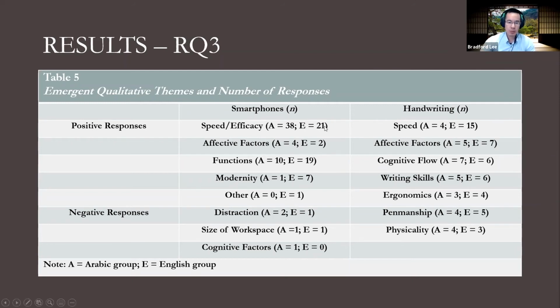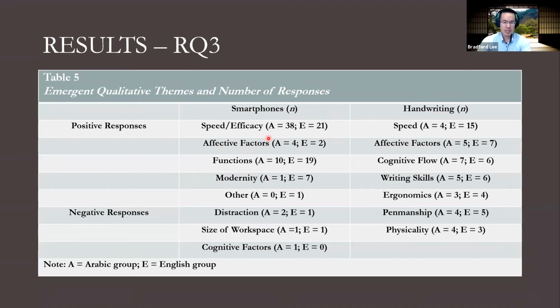Some students, when we asked why they would prefer to use their smartphone, cited reasons such as speed and efficacy. Of course, the results did show that they were actually faster by hand. So this is a little bit strange case. You can see the A group, which didn't really make a difference whether it was paper or smartphone: 38 responses cited speed, whereas fewer students cited speed as a reason in the English group.